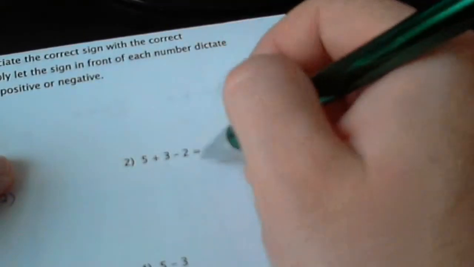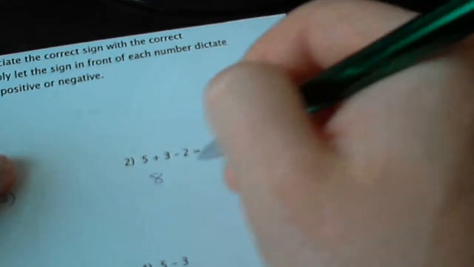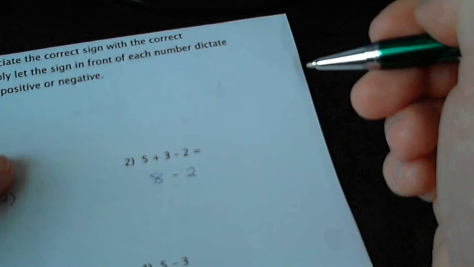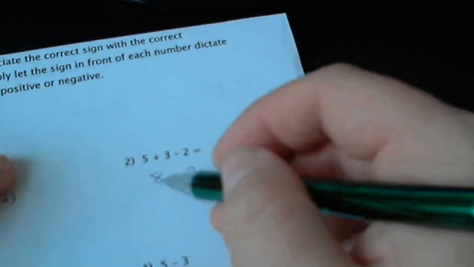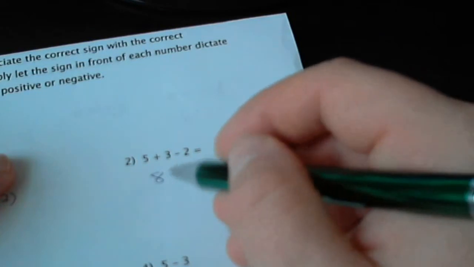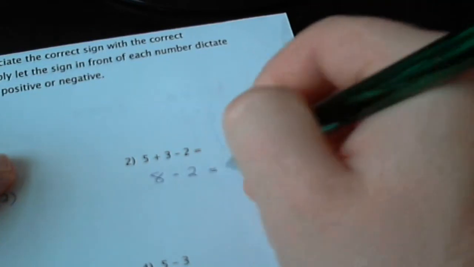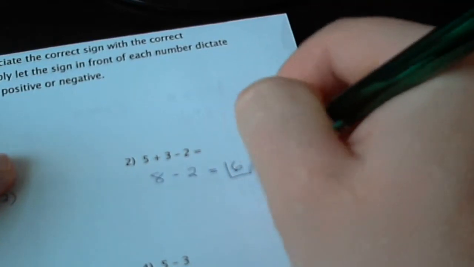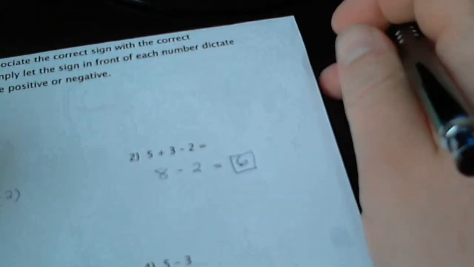So we have 5 plus 3 minus 2. 5 and 3, well, that's easy. That's just an 8, and we still have a minus 2 here. Notice that this is basically adding a negative or subtracting a positive. So we can say our final answer is 6.